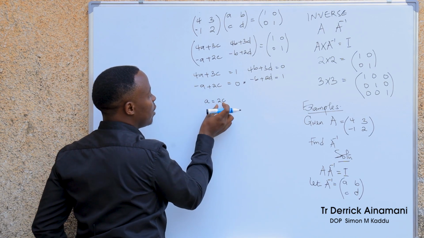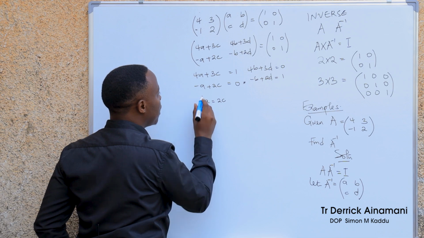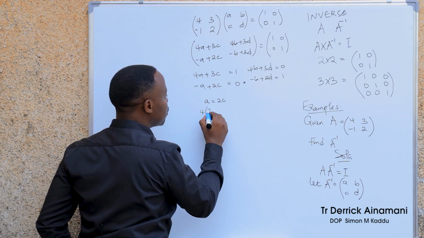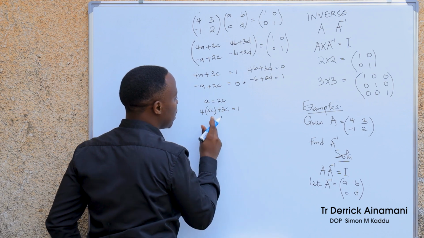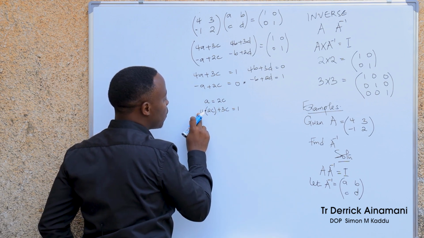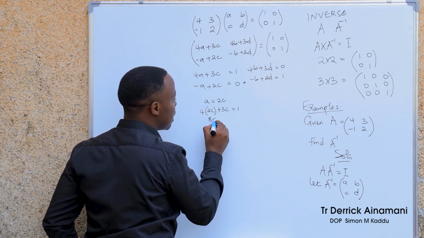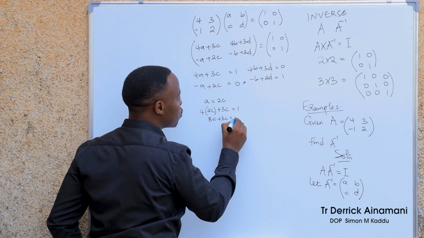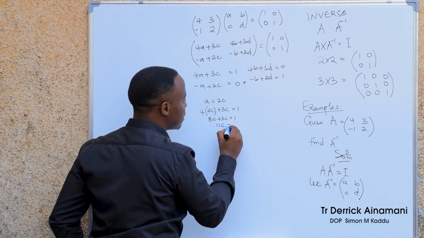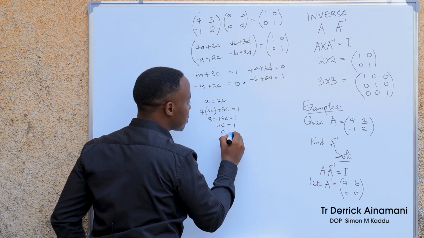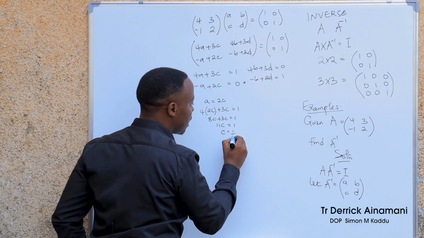Where we see a here, we push 2c. So this would be 4a. Now where a is, we are putting 2c plus 3c is equal to 1. This is 4 times 2, which is 8c. 8c plus 3c is equal to 1. So 8c plus 3c is 11c. Making c the subject, c is equal to 1 over 11.